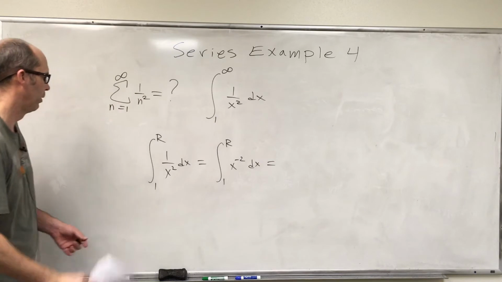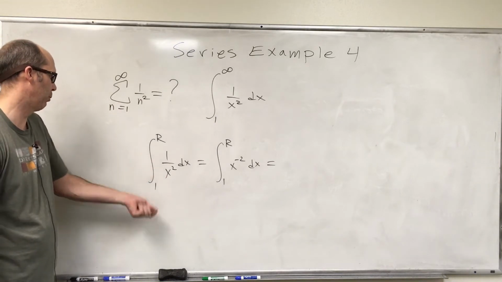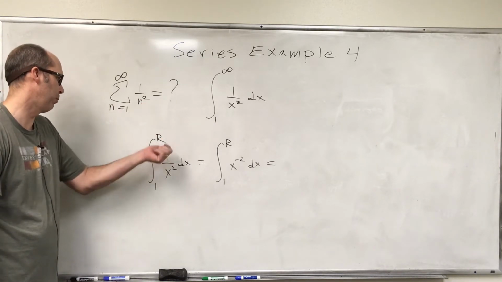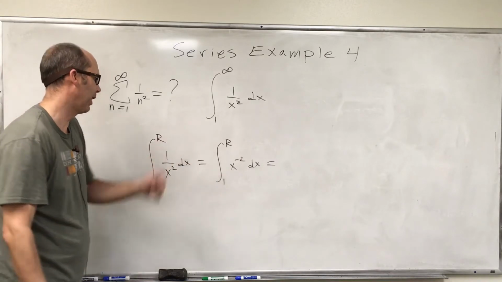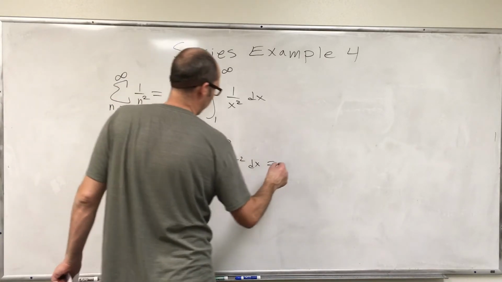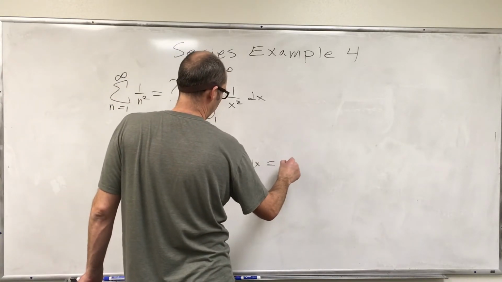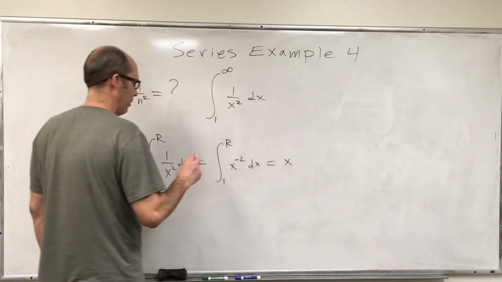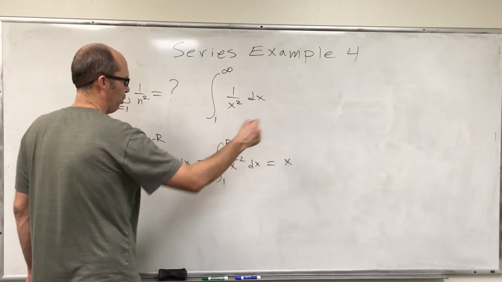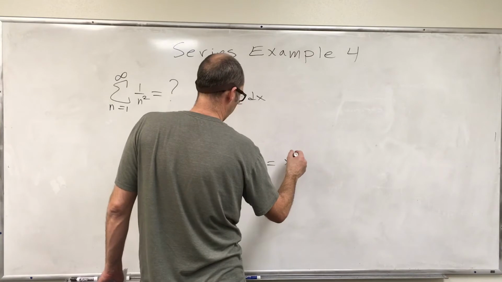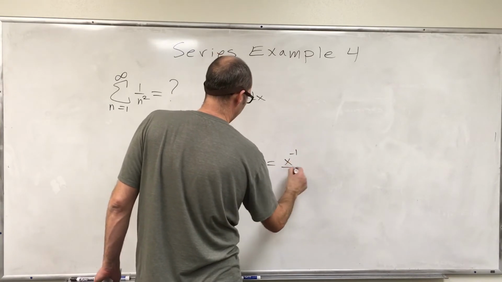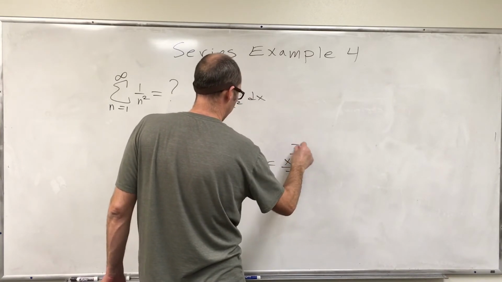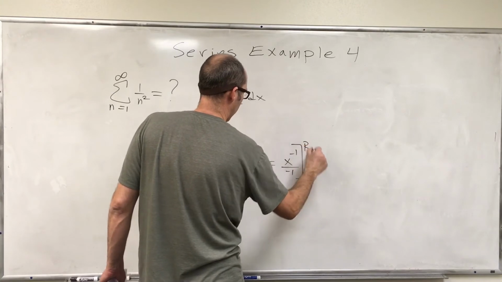All right, so 1 over x squared, bring the x squared up, making that an x to the negative 2. All right, then add 1, divide by that amount. That's the antiderivative. Let's see, negative 2 plus 1 is a negative 1. Divide by negative 1 from 1 to r.